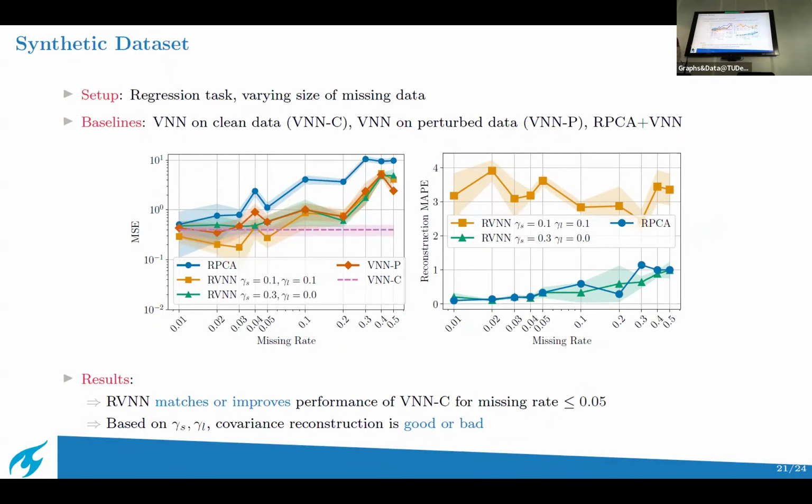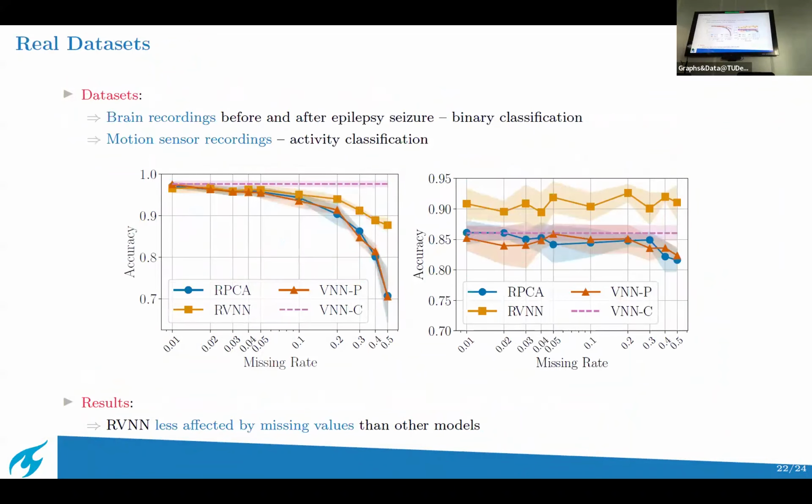So you can play around with the hyperparameters that tell you how much focus you want to put on the low rank and the sparsity of your correction terms to achieve a good reconstruction performance if you care about it. Here the green line is achieving basically the same reconstruction results as our robust PCA. Or if you care more about performance, then you can give a bit less importance to that and focus more on performance alone.